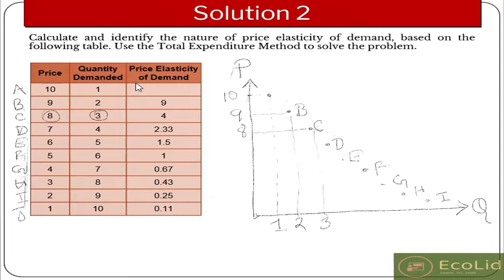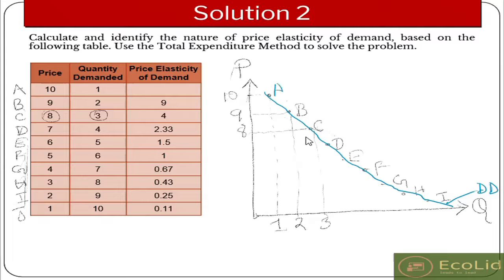Now if we take the locus of these points, let me change the color. If we take the locus of these points, we will get the demand curve. So if I take the locus, just we are joining these points. Now we will get the demand curve. So this is our demand curve. So we identified our demand curve. Now we need to plot these price elasticities on the demand curve.